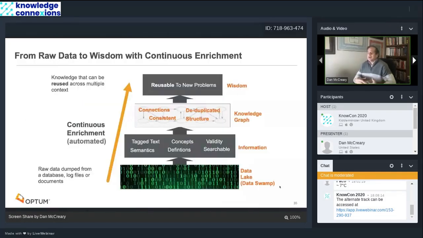So what we're starting to see now is that we are moving from this idea of the data swamp into this highly rich area of knowledge graphs, and we're going to be using AI to continuously harvest this low-level data for patterns and connect those things together. And the idea then is we'll then get to the stage of reusable wisdom.